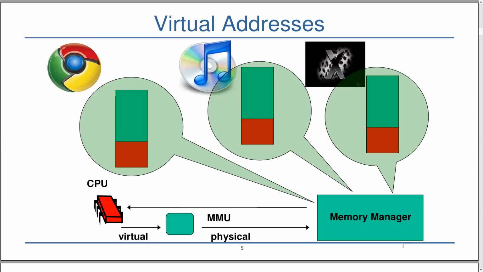Now, the opposite is not true. A virtual address will only correspond to one physical address. That's how this translation works. We cannot have multiple physical addresses for the same virtual address.